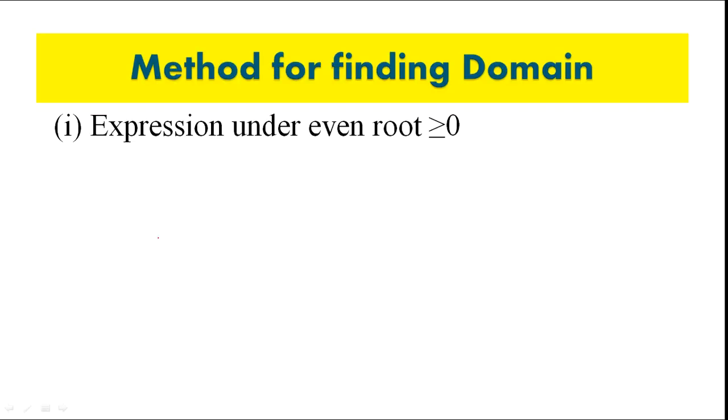Now the method for finding the domain, how to calculate the domain, that is the topic of major discussion. If something is given under an even root, meaning square root, fourth root, sixth root, then that should be greater than or equal to 0, because even roots are not defined for negative numbers. Suppose you want to determine the domain of the function y is equal to under root x square minus 2. The first requirement is that the expression under the square root or fourth root should be greater than or equal to 0, because for negative numbers this root will not exist. So the expression under an even root is taken greater than or equal to 0 in order to determine the domain.